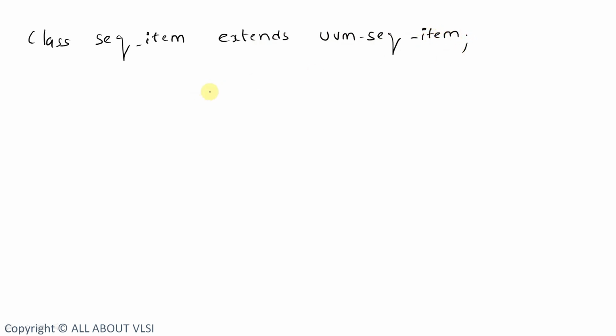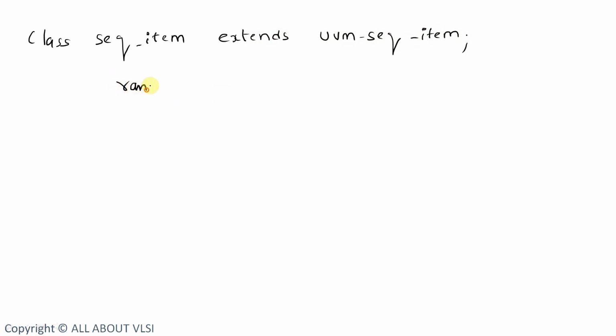So we can simply write class sequence_item, which is extending from the parent class, which is known as uvm_sequence_item. So this is the parent class which we are having. Now, what is the first thing we should do? We should basically declare all the contents which we want.